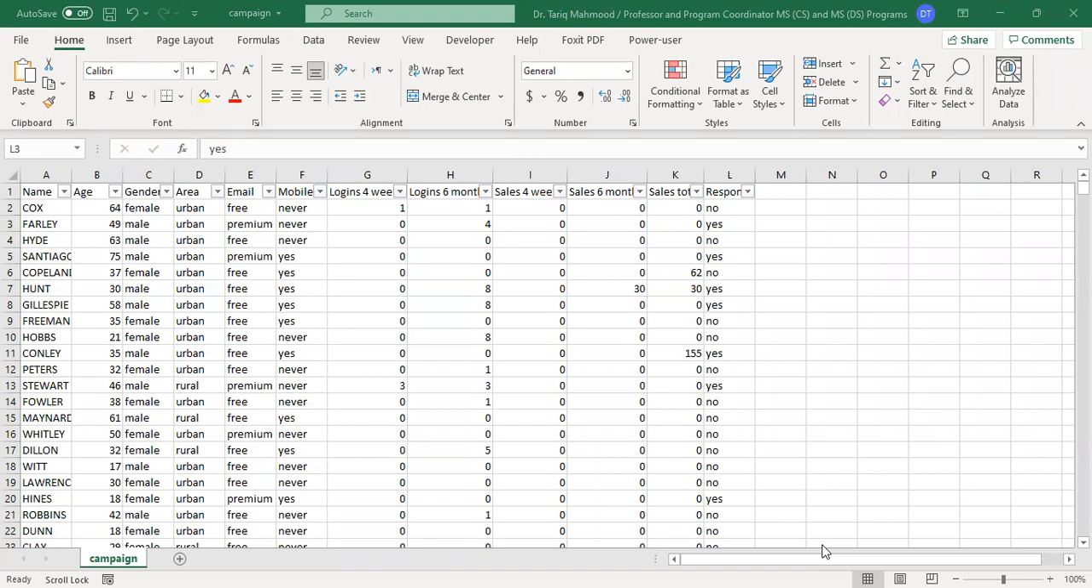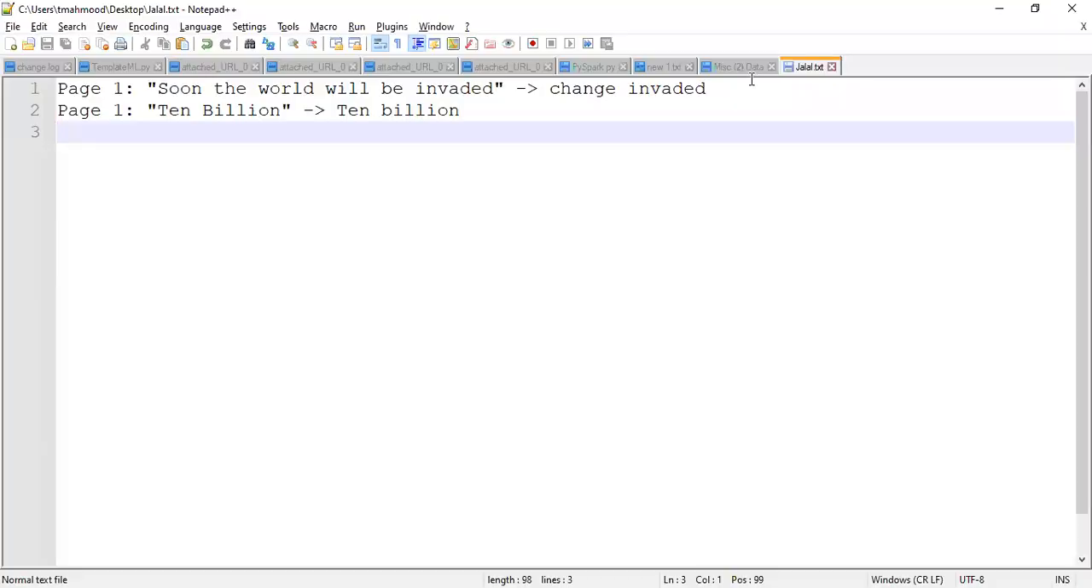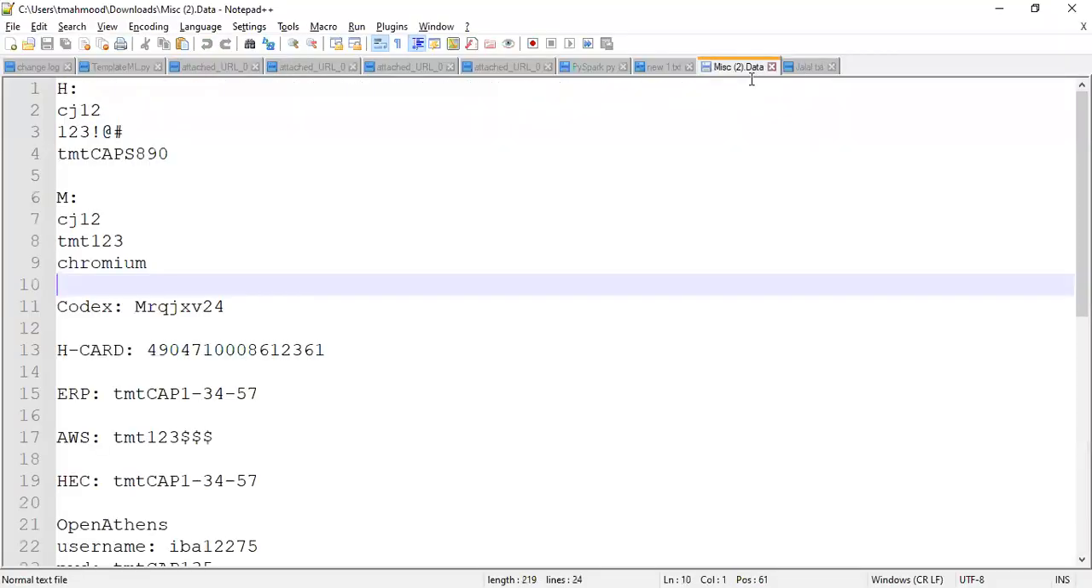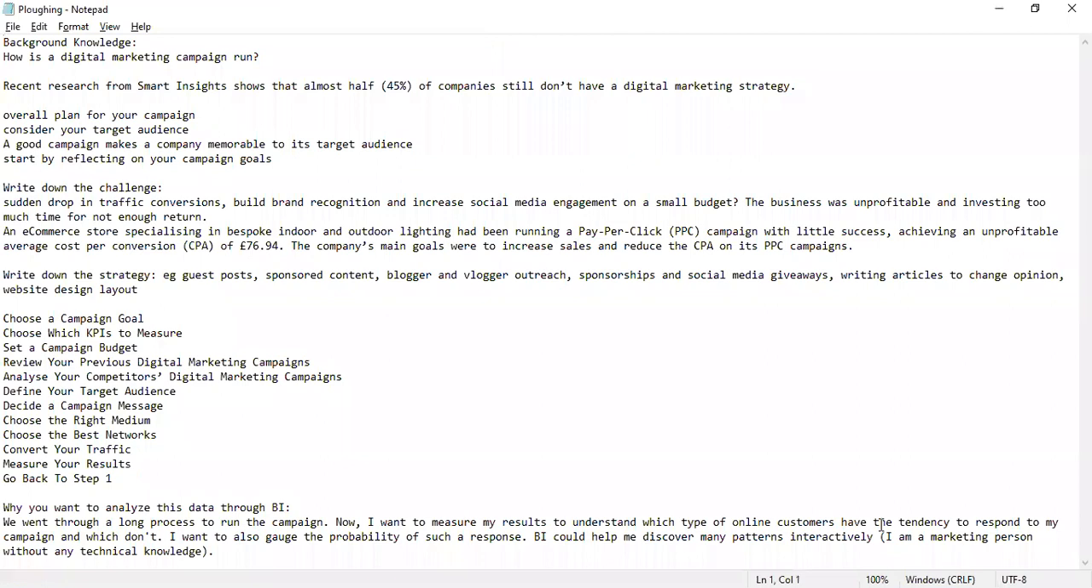One more thing, yeah, this one. Sorry about this. Yeah, this one. So this is a file which is telling you about the background knowledge.